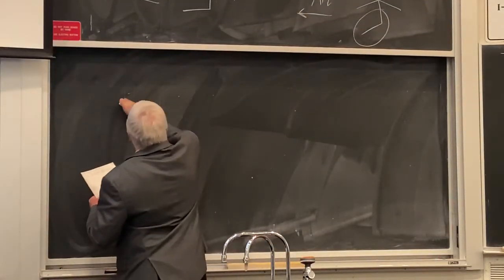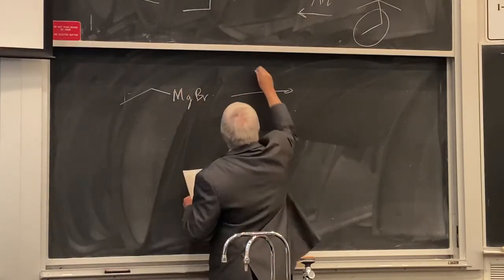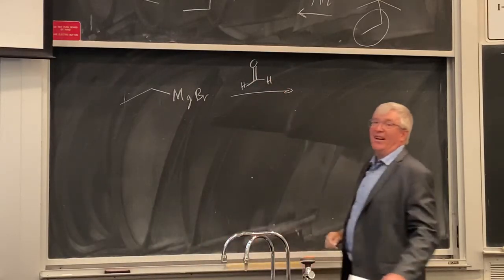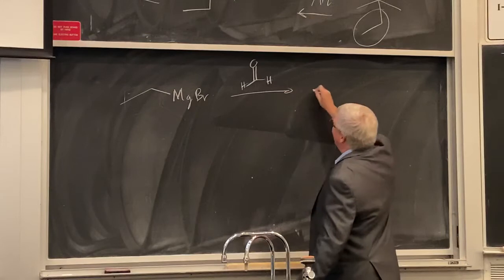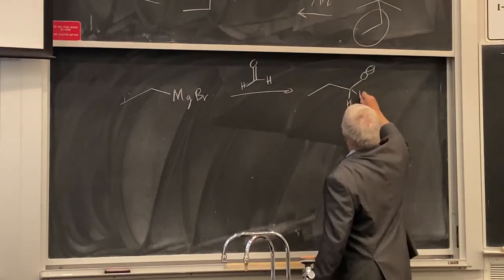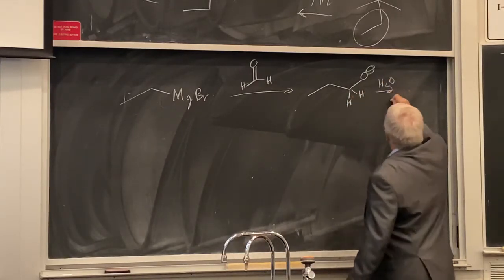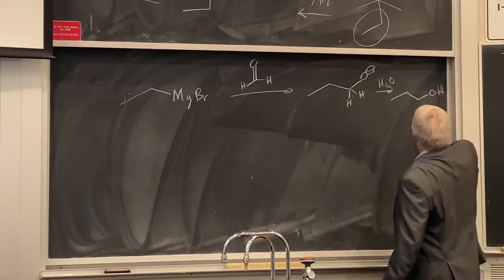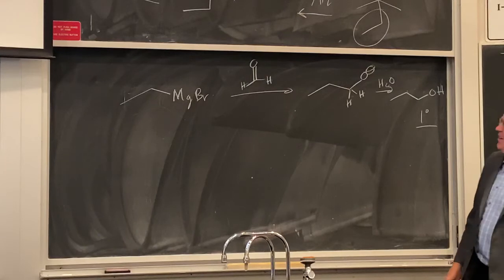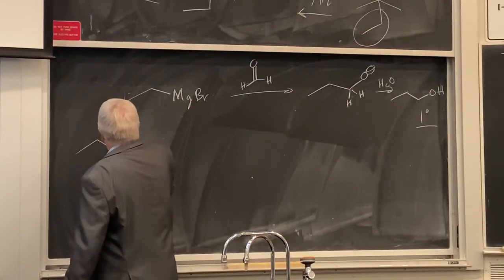So let's take our ethyl magnesium bromide and react it first with formaldehyde, the simplest aldehyde, right? What do we get here? Well, we get the ethyl group on there, O minus, and there's only the 2 hydrogens there from the formaldehyde. And then quench with water, and what do we get? Yeah, the primary alcohol.